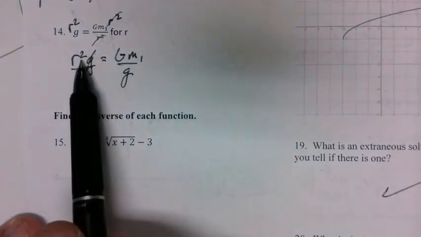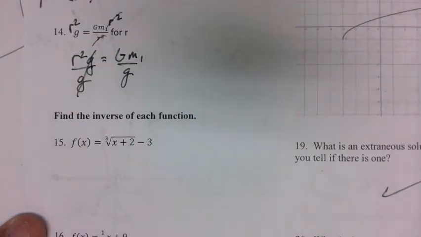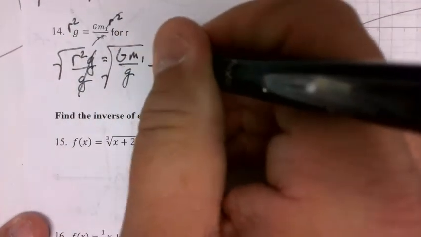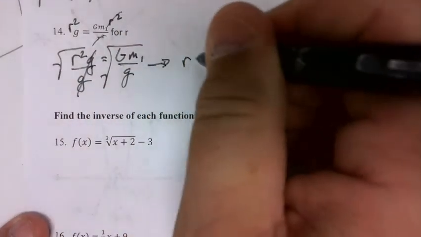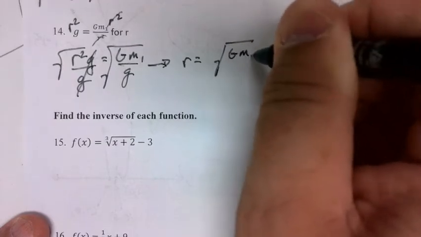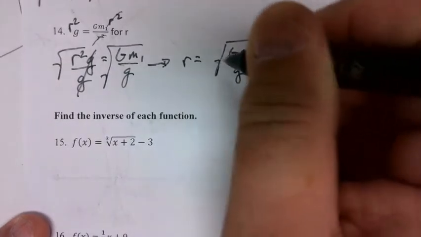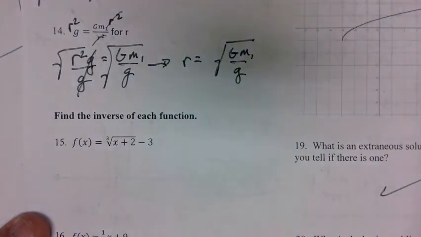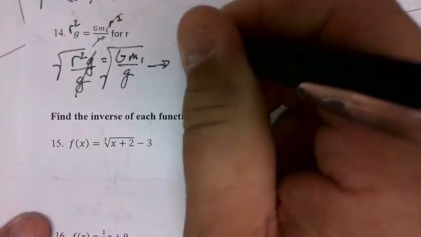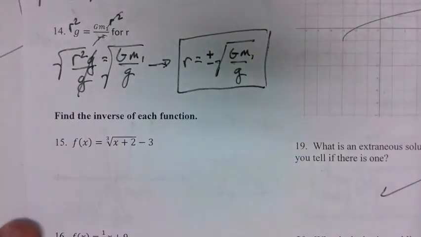Okay, now I look, the only thing I need to get rid of is that squared. So I'm going to take the square root of both sides, and I get as my final answer r equals a square root of GM₁ over g. And I told you in one of the hints, when you take the square root, don't forget the plus and minus. That's it.